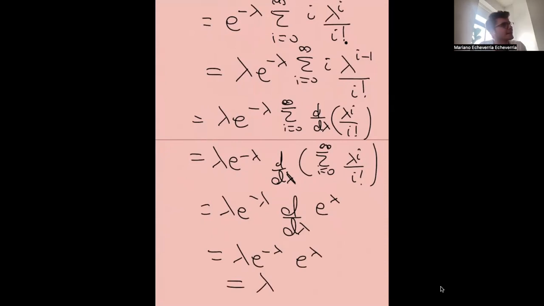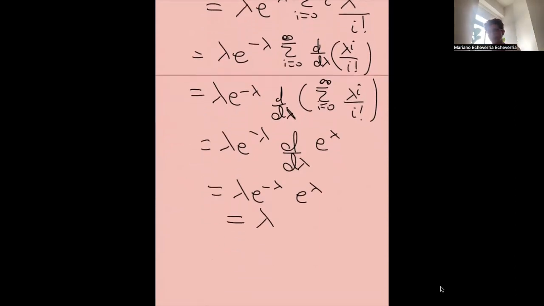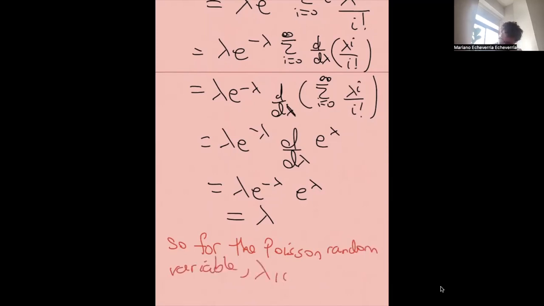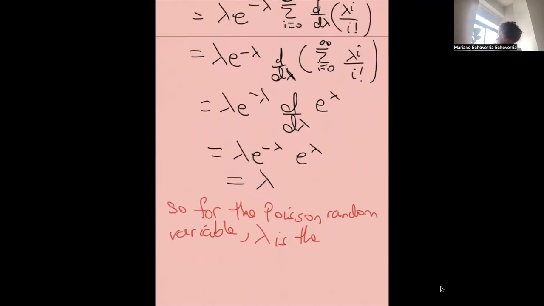So in any case, the expected value for the Poisson random variable is lambda. So that's another reason why this lambda parameter is useful for the Poisson random variable. Lambda is the expected value.